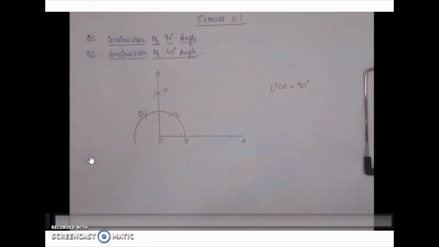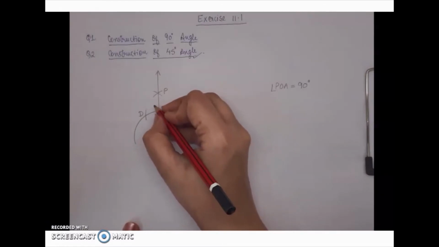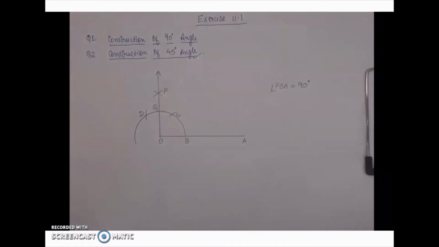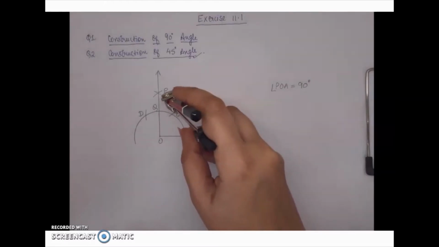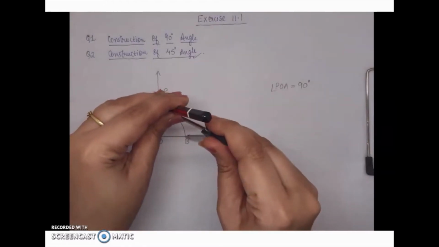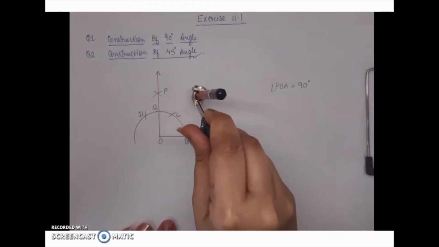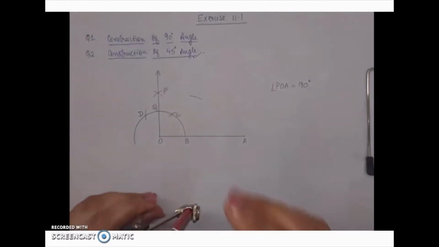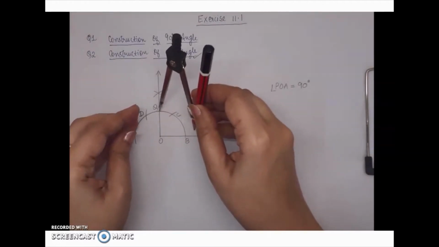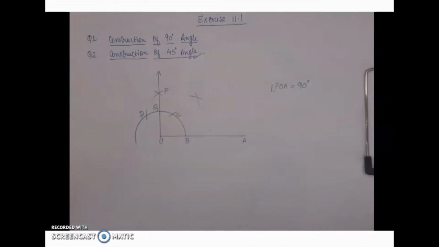So this is construction of 45-degree angle. Already we have constructed 90-degree. In the same construction, I am going to continue. So basically the arc QB you have to bisect. So for that you will take any radius more than half of BQ, draw an arc, then without changing the radius, with Q as the center, you will draw another arc and both the arcs will intersect at a point.